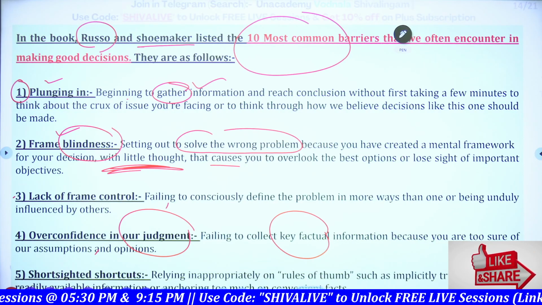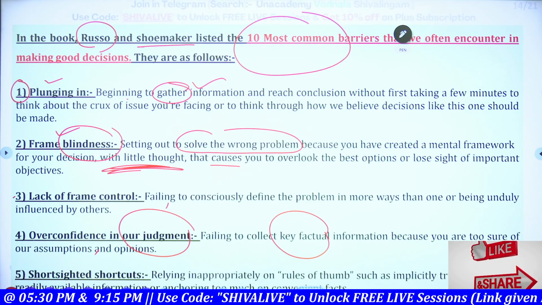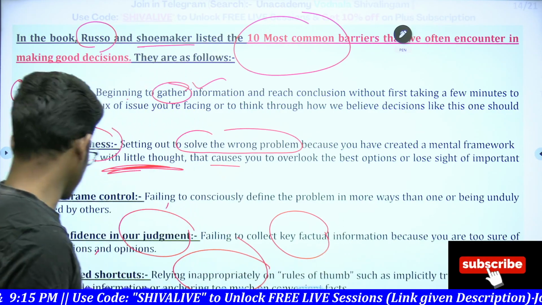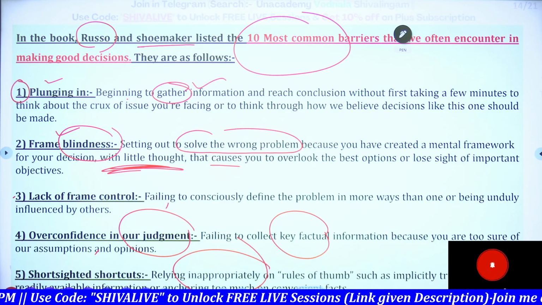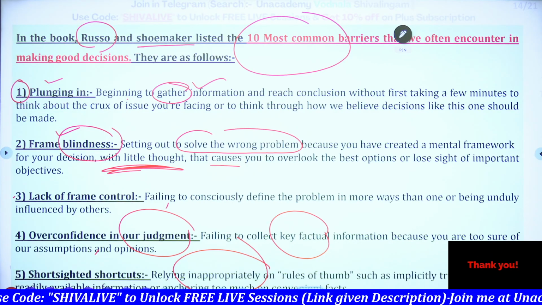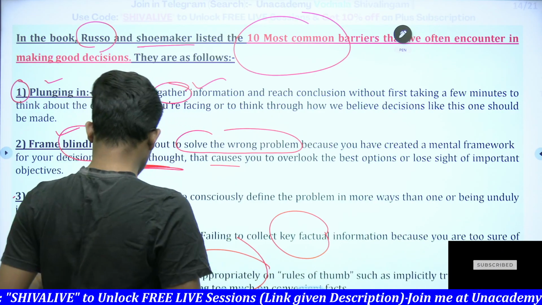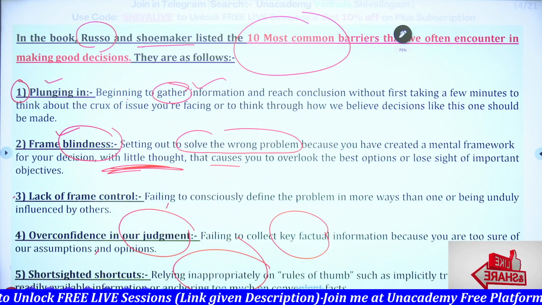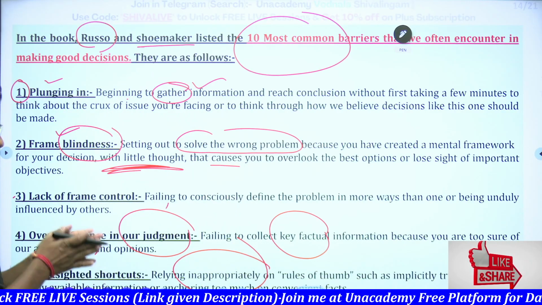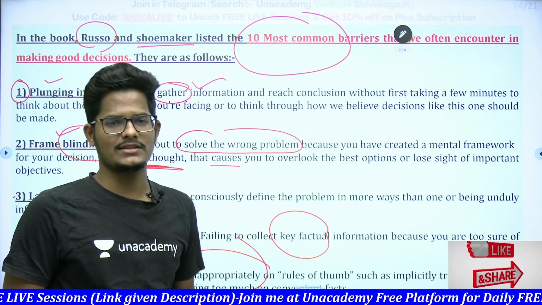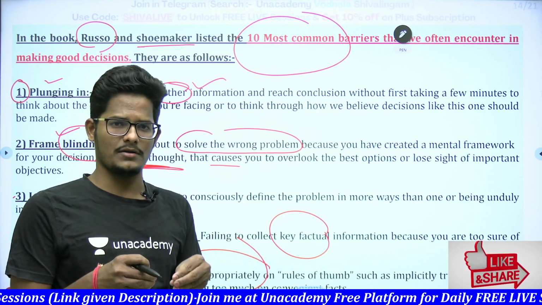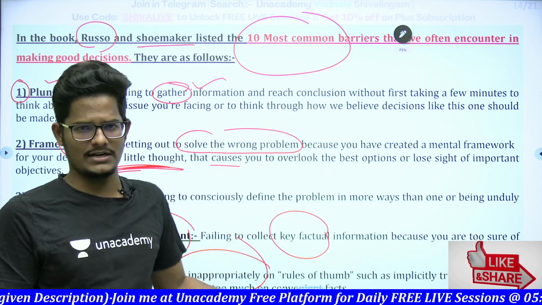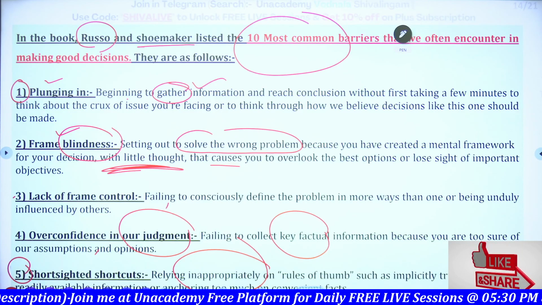Trap number 5, short-sighted shortcuts. Means relying on inappropriate rules of thumb, such as implicitly trusting the most readily available information or anchoring too much on convenient facts. Actually, short-sightedness is nothing but you are not thinking much beyond, or not thinking very far. You are thinking in a very limited way, only within a small circle, just for the sake of convenience. A decision has to be taken, and for the sake of taking a decision, you are taking it. That is decision trap number 5.